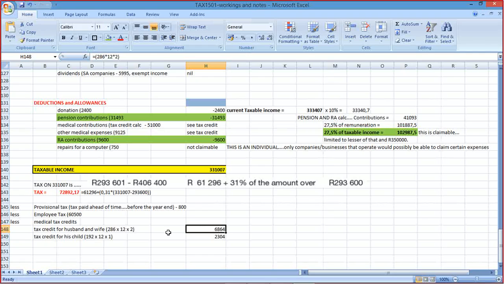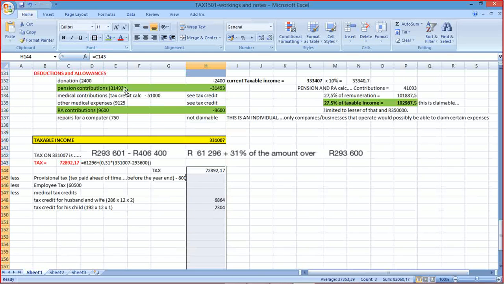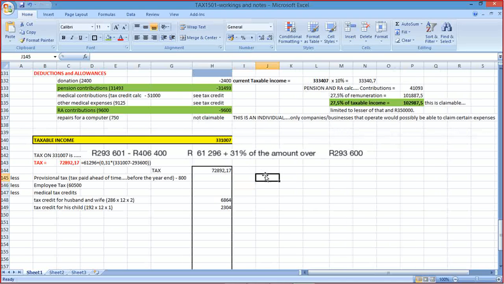Okay, what else do we need to take into consideration? So the total of those 2 tax credits, where would they go? It would go here at the bottom, the bottom of the tax calculation. Because remember, this is a tax liability. Yes. Okay, so tax liability is how much? It's about 72,892. Yeah, so I'm looking at that column. Okay, so I would have the tax, and then I would have these deductions.